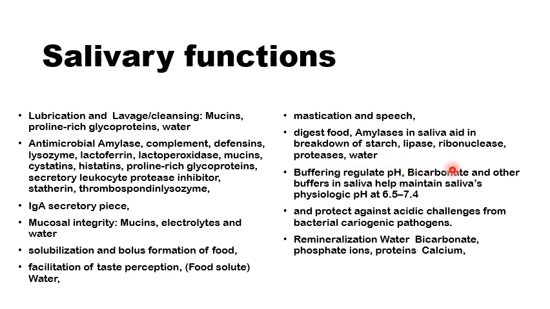It maintains a fairly steady pH of the oral cavity by virtue of its buffering regulatory mechanisms. It contains bicarbonate and other buffers, and that helps in maintaining the pH in the oral cavity between 6.5 and 7.4, and it protects against the acidic challenges from bacterial cariogenic pathogens. It helps in remineralization because it provides several minerals in its water content, including bicarbonate, phosphate, proteins, and calcium. These are some of the salivary functions.